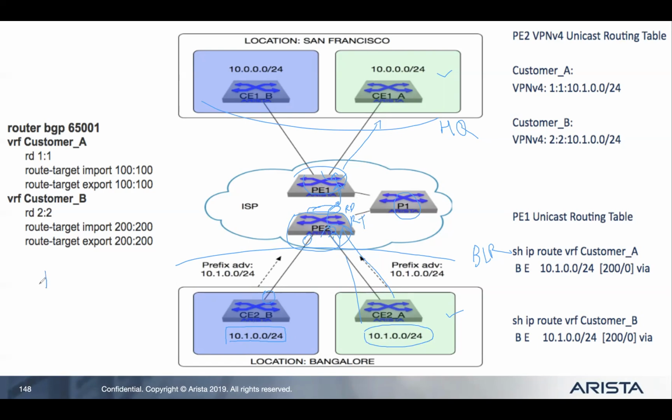What we are going to use is the EVPN type 5 route updates to advertise these prefixes. Any question on this? Anyone has any question?